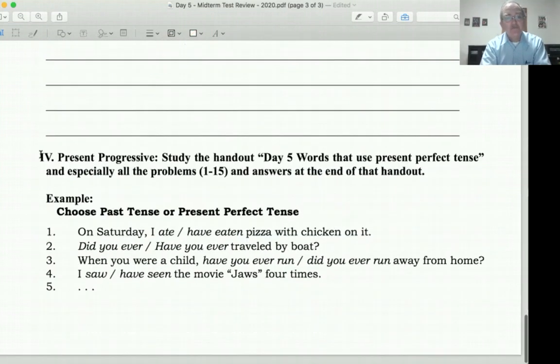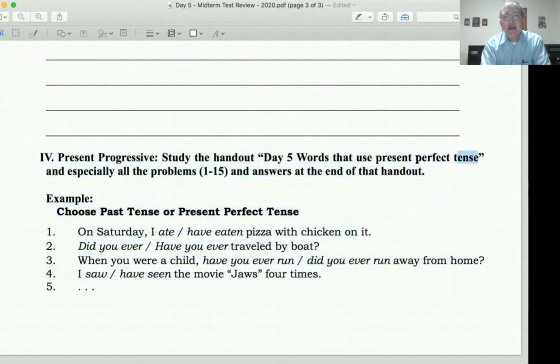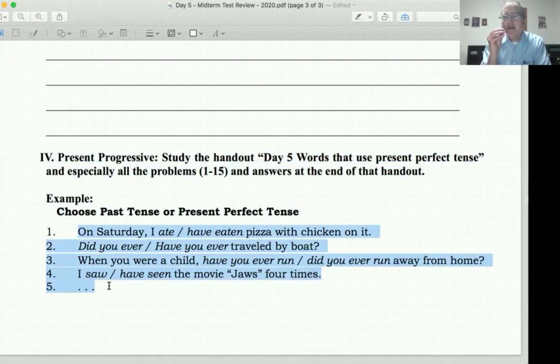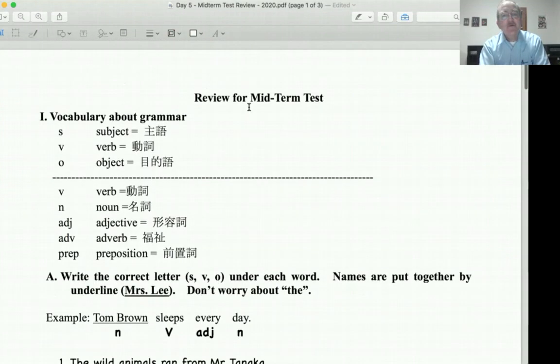Now, this one is from the handout that we studied today. We studied this handout, day 5, words that use present perfect tense. And you need to study that. These are the questions that you studied and you practiced, and I hope you understood them. And I will take some of these questions or something a little bit like these questions and put them on the test. All right. That is the midterm test review.